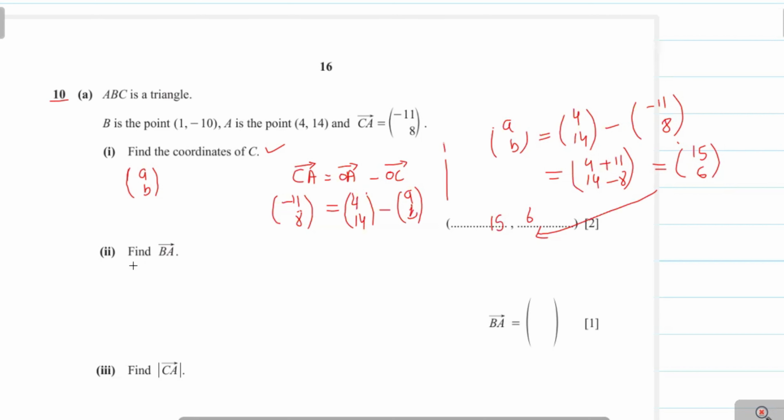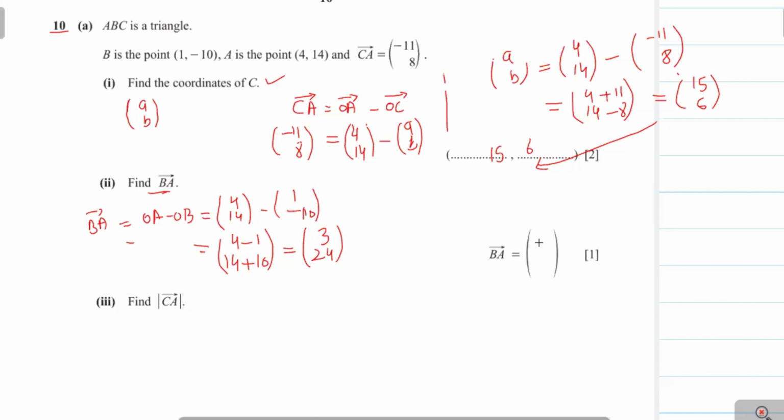Next is find BA. The BA is equal to OA minus OB. The column vector of OA here is (4, 14). Column vector of OB is (1, -10), and this will be equal to 4 minus 1, next is 14 plus 10, and this will be equal to (3, 24). We write here (3, 24).